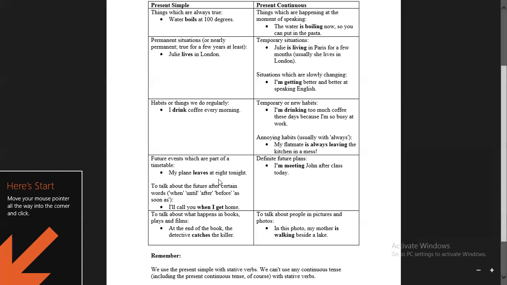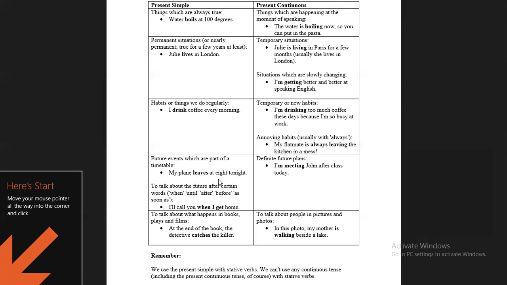Let's go to the fourth difference. We use the simple present with future. Future? Yes, future. Future events which are part of a timetable, like traveling, like my plane leaves at 8 tonight. Tonight is a future time, but I use the simple present. Why? Because it's a timetable.